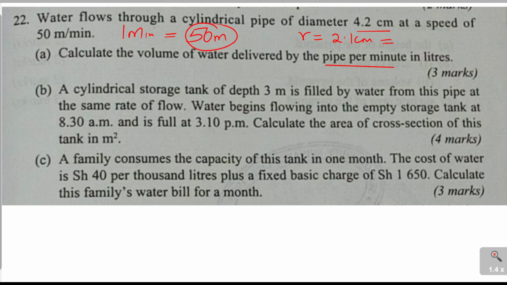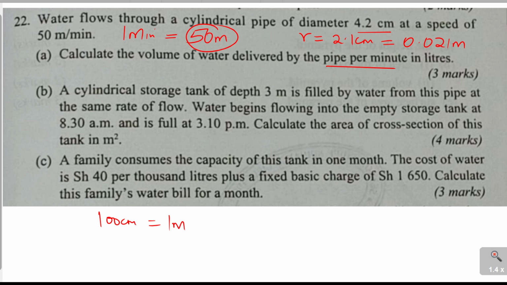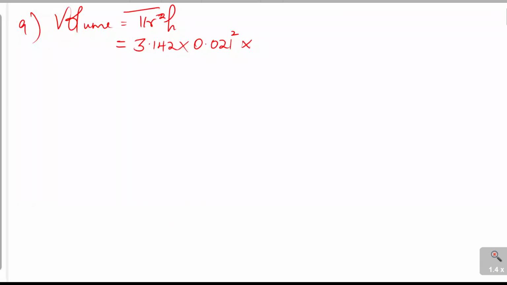Of course, 100 centimeters is equal to 1 meter. So to convert 2.1 centimeters to meters, we divide by 100. This will give 0.021 meters. So therefore, the volume will be given by pi, we use 3.142, times the radius, which is 0.021, squared, times the length. We're going to take the height or the length of that pipe to be 50 meters.